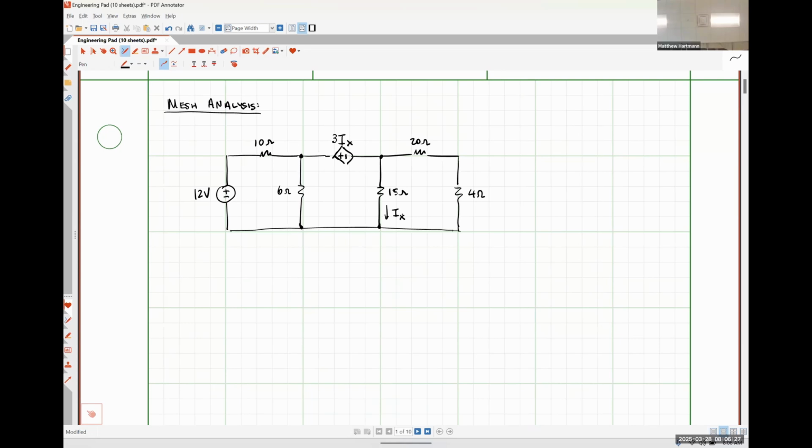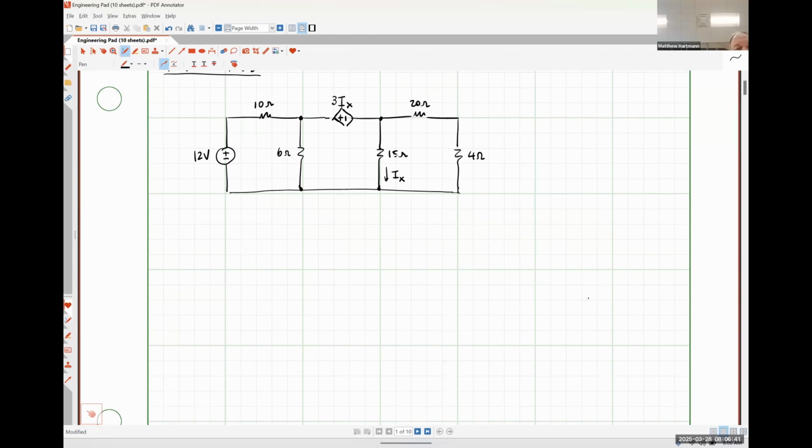So I'm actually going to lump steps 1 and 2 together. So step 1 is really just to identify our meshes, and step 2 is to label our mesh currents. I'm just going to call that one thing. Okay. So steps number 1 and 2 together are identify and label all mesh currents.